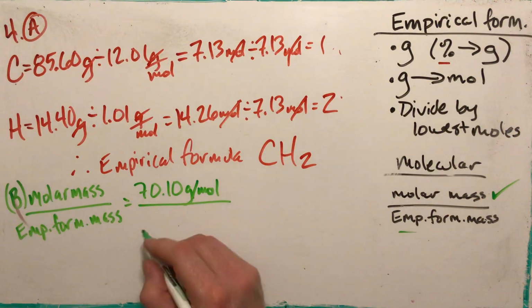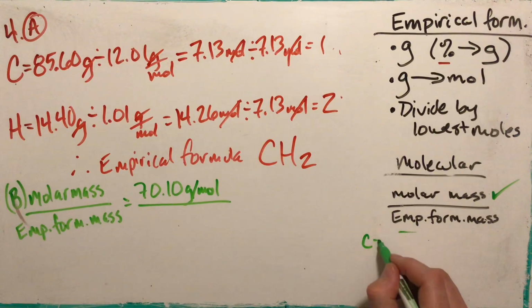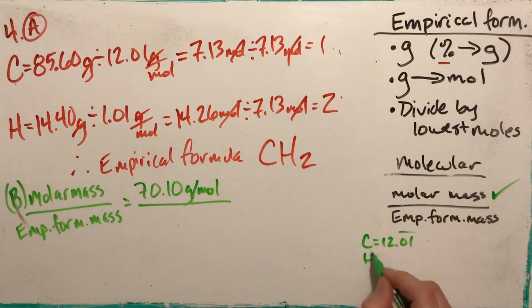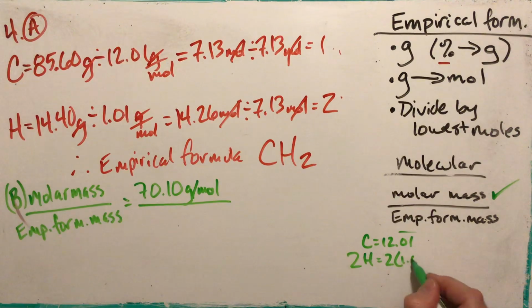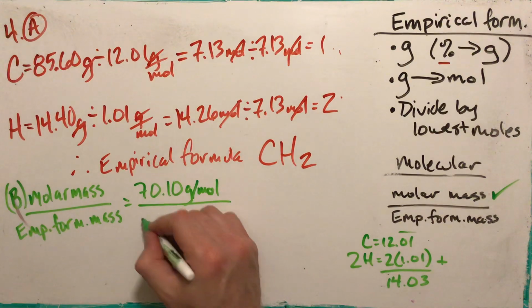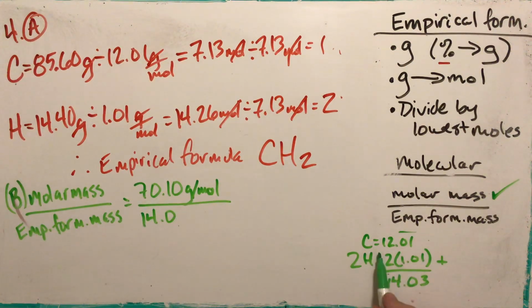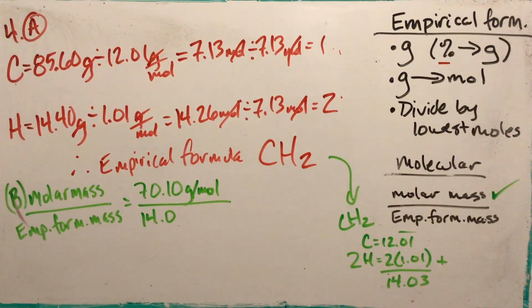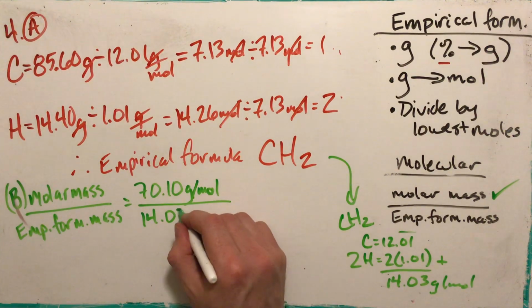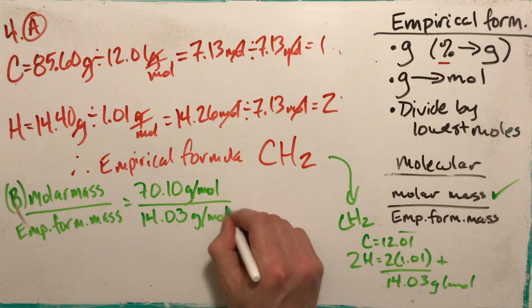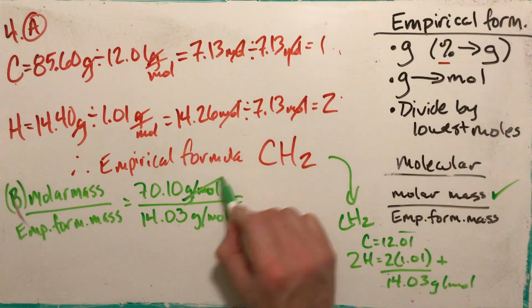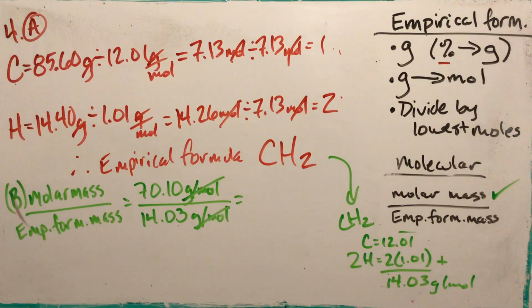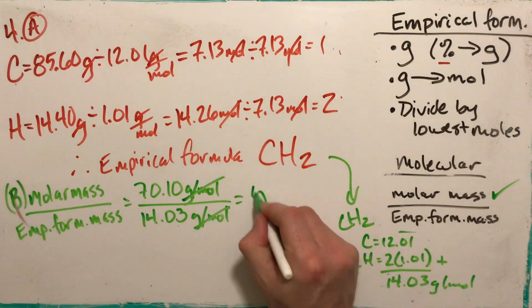And the empirical formula mass, I take this off to the side. Carbon is 12.01. Hydrogen, I got 2 of them, so it's 2 times 1.01. When I add that together, it's 14.03. So that goes here. I took my empirical formula and I do this. So that's grams per mole. Bring that over here. When I divide, these two will cancel. Grams per mole divided by grams per mole is no more grams per mole. I just get a number and it's 5.